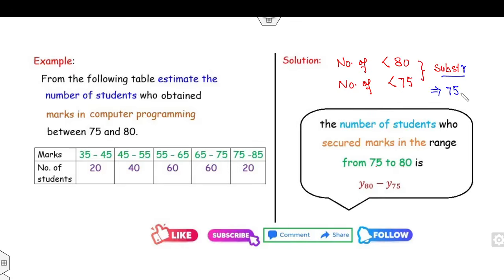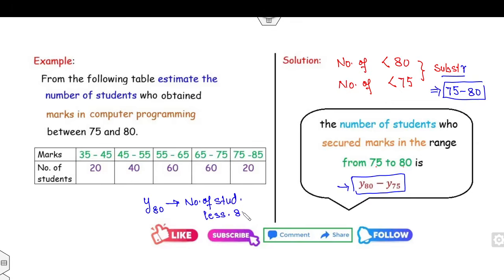We will get all those students whose marks lie between 75 to 80, and that's why I have written this number y of 80 minus y of 75. What is the meaning of y of 80? That means the number of students whose marks are less than 80.